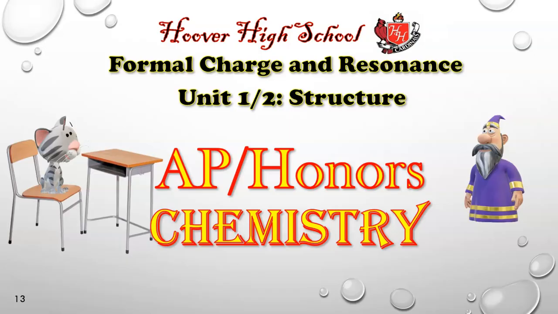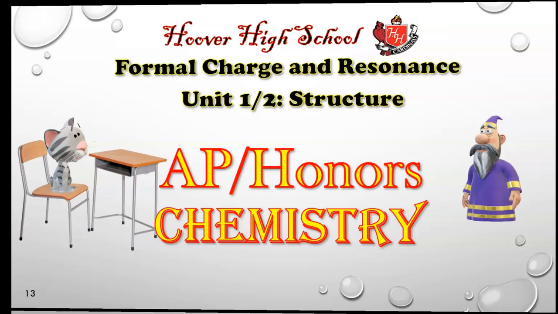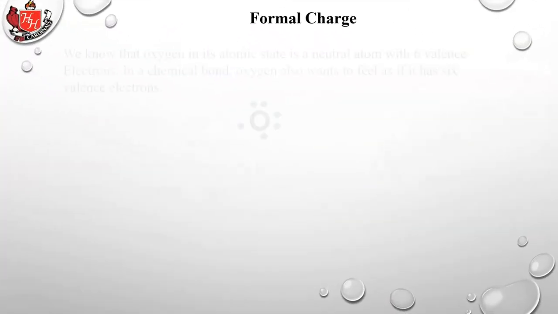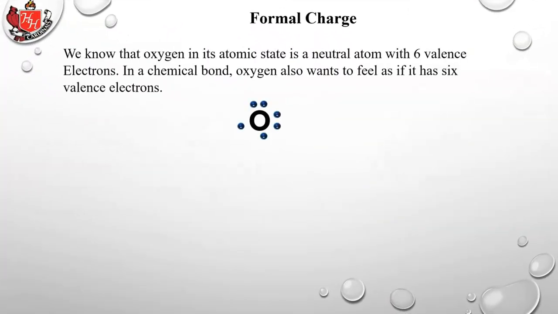Chemistry, this lesson is on formal charge and resonance. So we know that oxygen in its atomic state is a neutral atom with 6 valence electrons. In a chemical bond, oxygen also wants to feel as if it has 6 valence electrons. If it does, then it will feel in its most stable state.